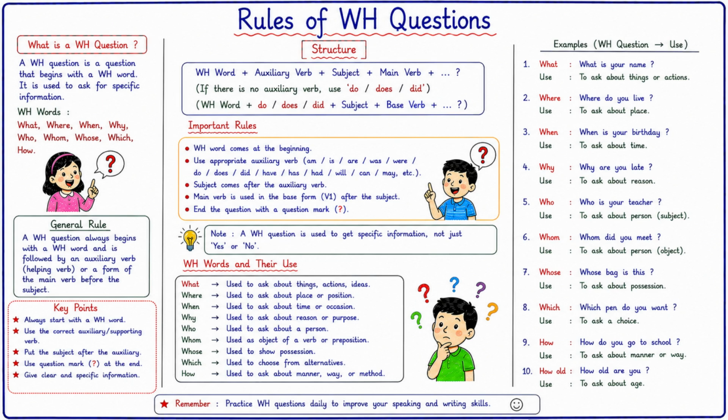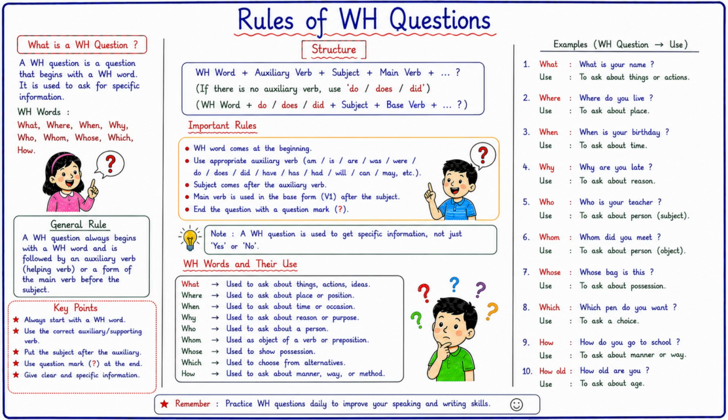If there is no auxiliary verb in the sentence, we generally use do, does, or did to form the question. For example, you live in New York. To ask a question, we say, where do you live? For the third person singular, we use does. For example, she works in a bank. The question becomes, where does she work? Notice that after does, the main verb returns to its base form, work, not works.